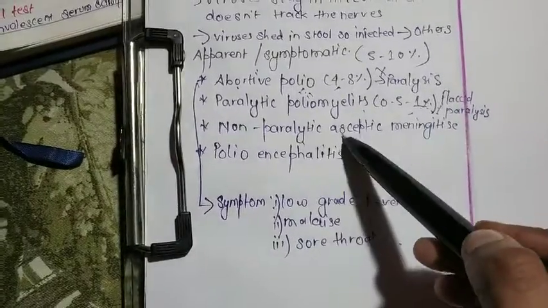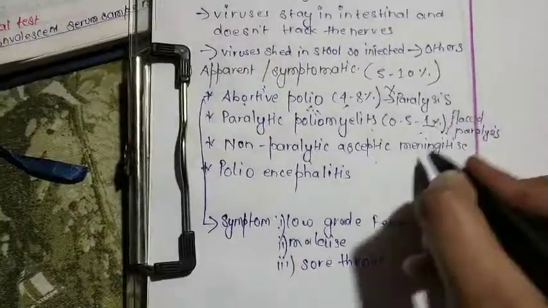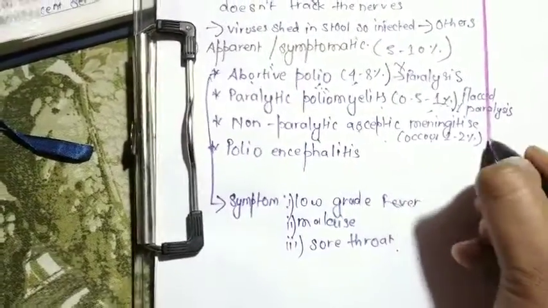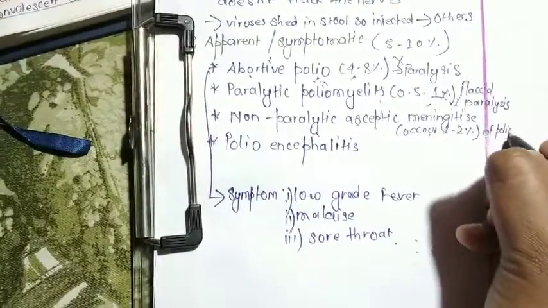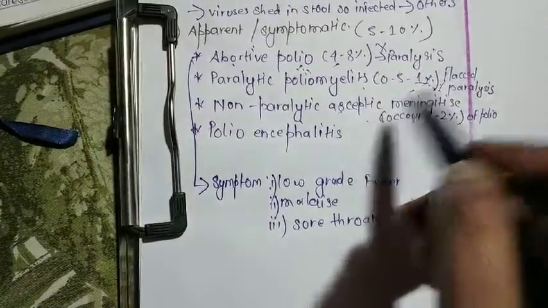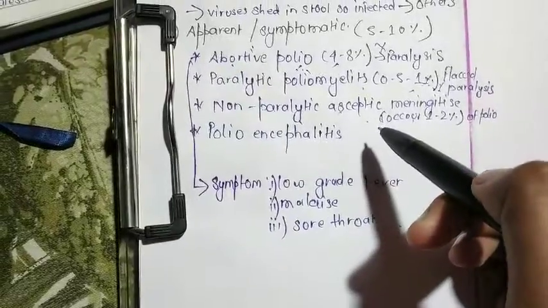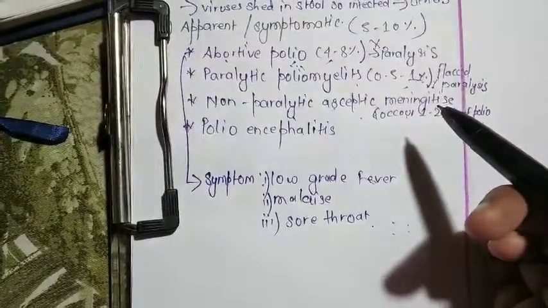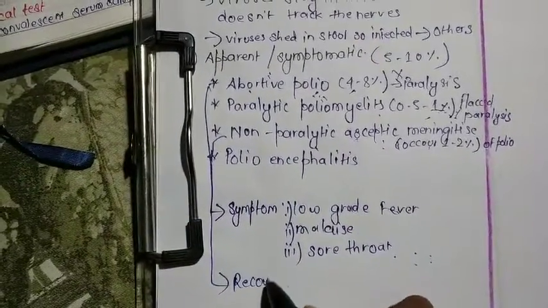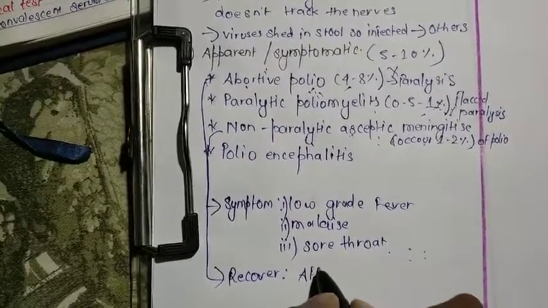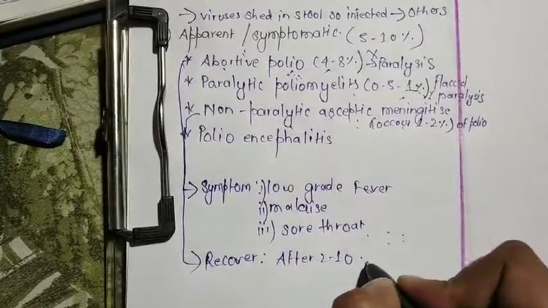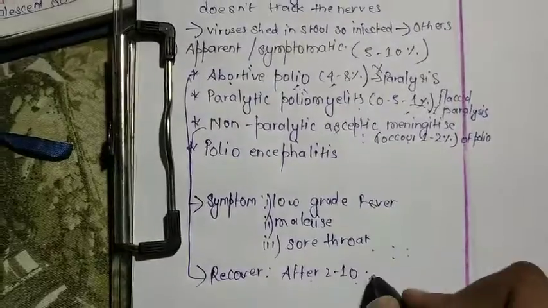Now we'll see non-paralytic aseptic meningitis. This will occur in 1 to 2% of polio infections. Here we'll see symptoms like headache, vomiting, pain, and stiffness of the neck, back and legs. This one may recover after 2 to 10 days. After getting the symptoms, it will recover in 2 to 10 days.